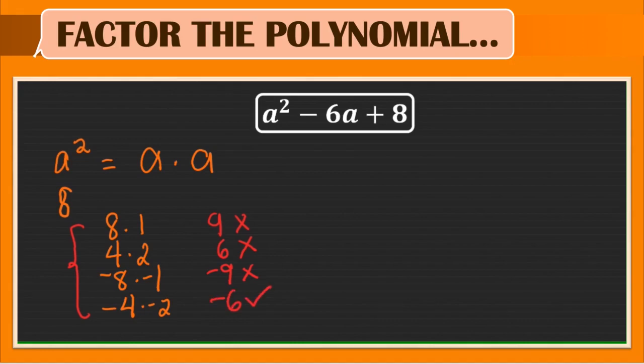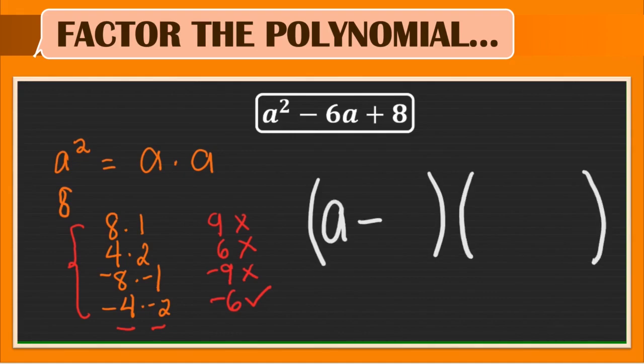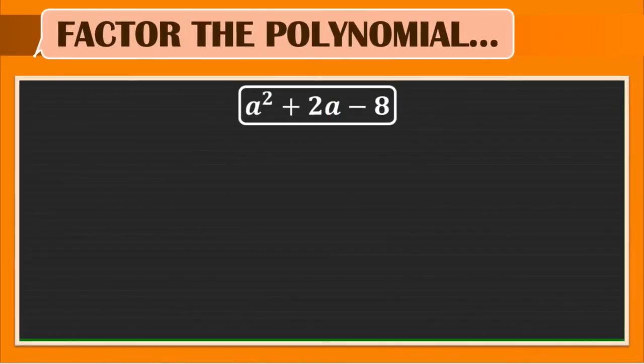Here we go. We can use negative 4 and negative 2. Thus, the factored form is the quantity of a minus 4 times the quantity of a minus 2. And that's it. Next, let's have a squared plus 2a minus 8. Again, we factor the first term, which is a squared, and that is a times a. Then we will find the factors of negative 8 this time.